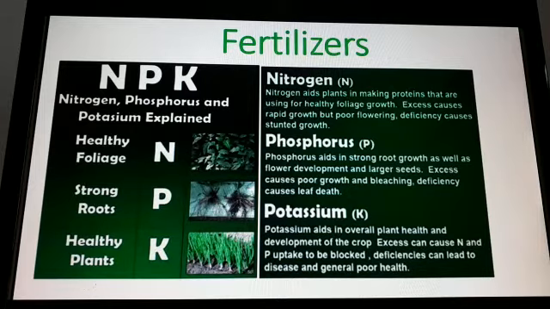Fertilizers are of two types: natural fertilizers and artificial or synthetic fertilizers. Animal manure is a natural fertilizer. Synthetic fertilizers are made in factories, and one of the examples is NPK fertilizers. NPK, that is nitrogen, phosphorus and potassium. These three elements mix together to form NPK fertilizers. Nitrogen is used for healthy foliage, phosphorus for strong roots and potassium for healthy plants. So this fertilizer is very useful for plants. These are called NPK fertilizers.